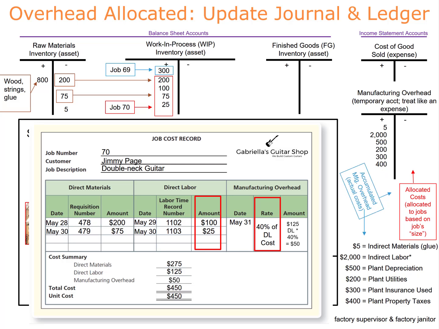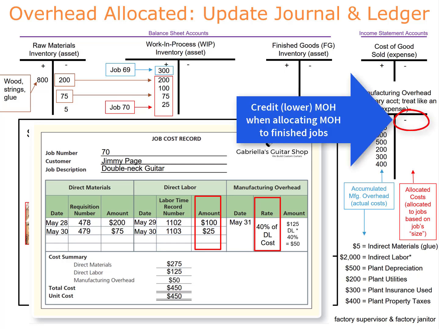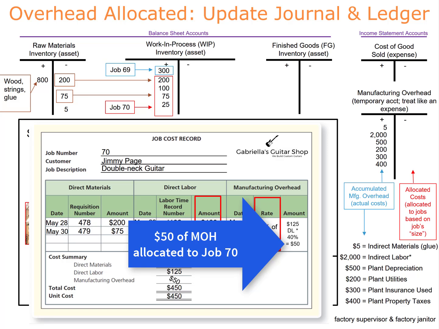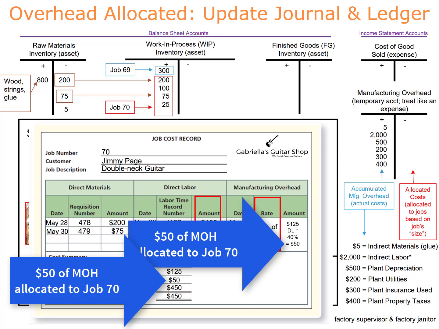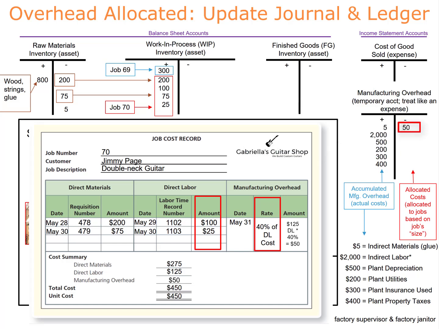Remember, we have been accumulating overhead costs as debits in the manufacturing overhead account. Now that we have allocated costs to job 70, we need to lower or credit the overhead account. How much overhead did we allocate to job 70? $50 is seen here and here. So I'm going to credit the overhead account $50. Now we need a $50 debit.